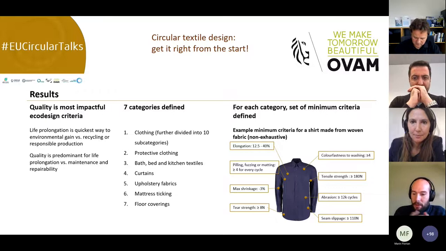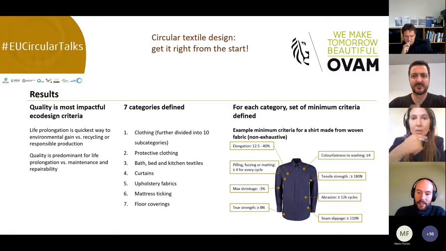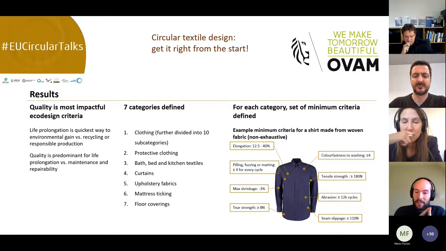We believe that these minimum criteria can enforce a minimum quality level for all textiles on the European market, so that, first of all, textiles are less often thrown away. And if they are thrown away, the chance for reuse will be higher.